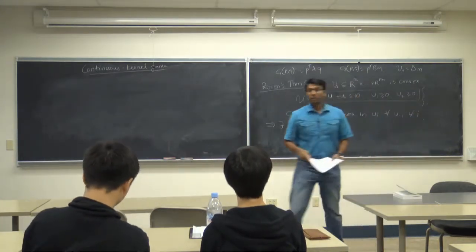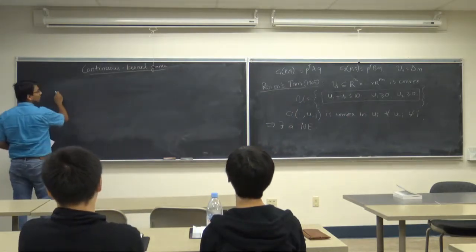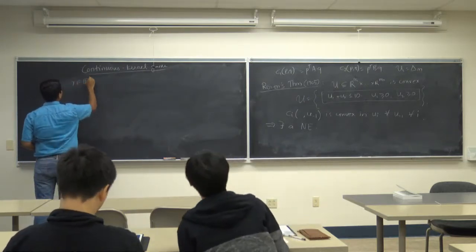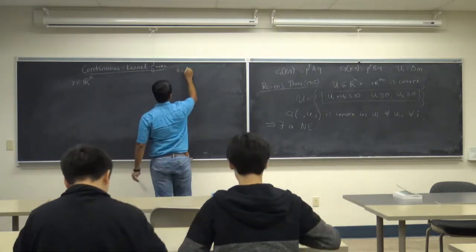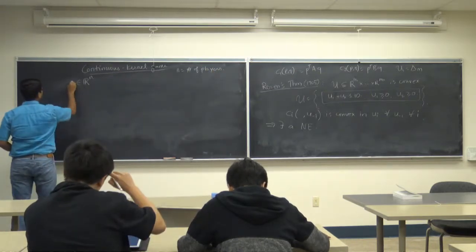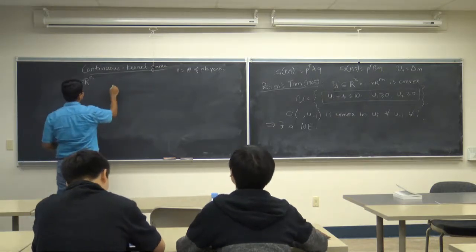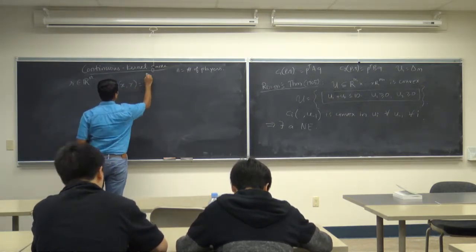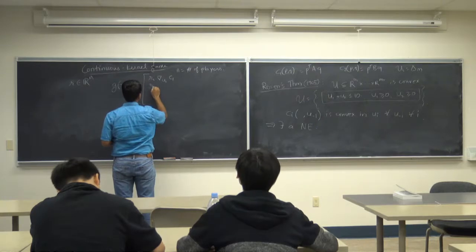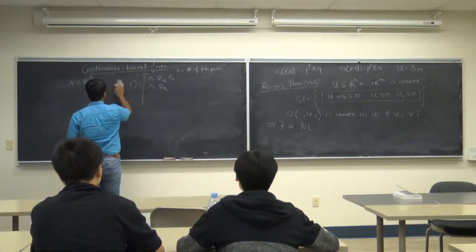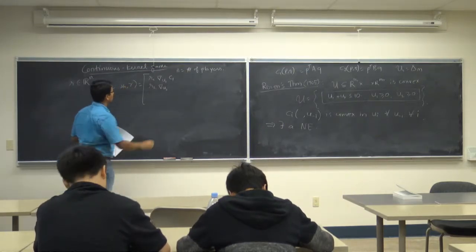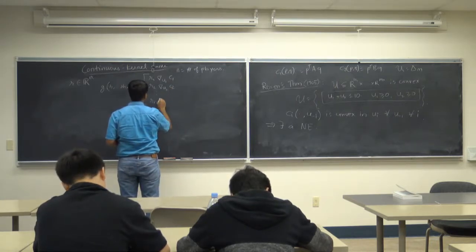But here is the cool part. I pick an R in R^n, where n is the number of players. So I pick a value, a vector R in R^n. And I define this matrix G of U, R as R1 times the gradient with respect to U1 of C1, R2 times the gradient with respect to U2 of C2, up to Rn times the gradient with respect to Un of Cn.